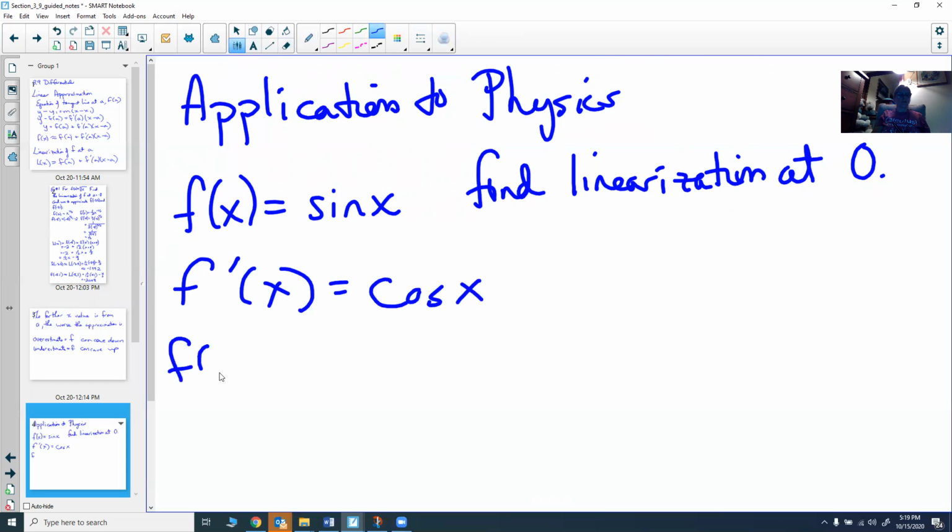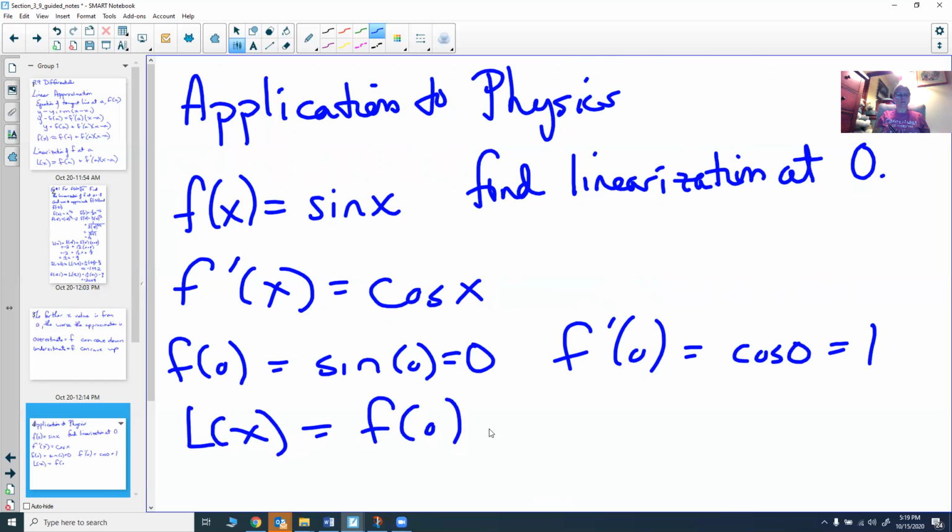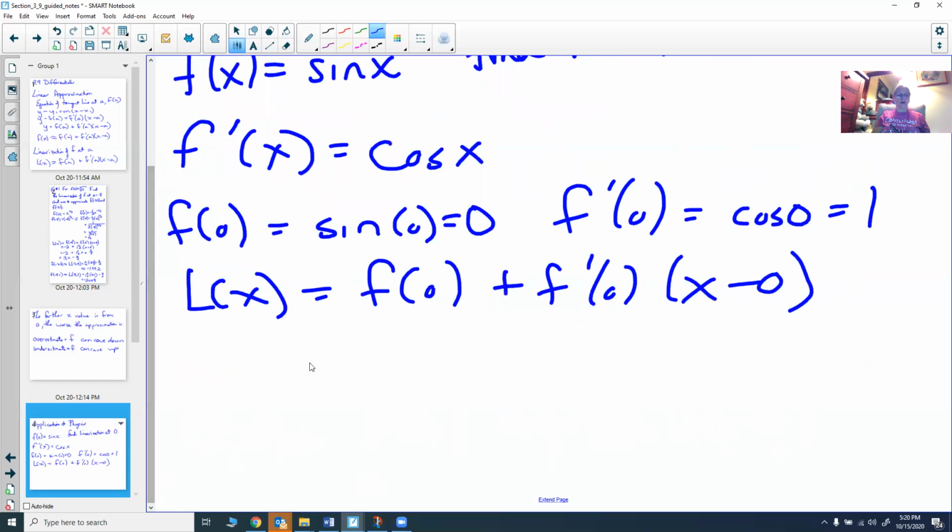Then we need to know what f of 0 is. That would be the sine of 0. And we need to know what f prime of 0 is. That would be the cosine of 0. Well, the cosine of 0 is 1, and the sine of 0 is 0. So now we can get the linearization. The linearization would be f of 0 plus f prime of 0 times x minus 0. So that will get me 0 plus 1 times x minus 0, or times x.